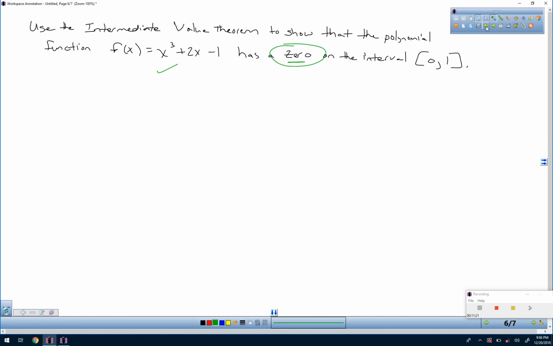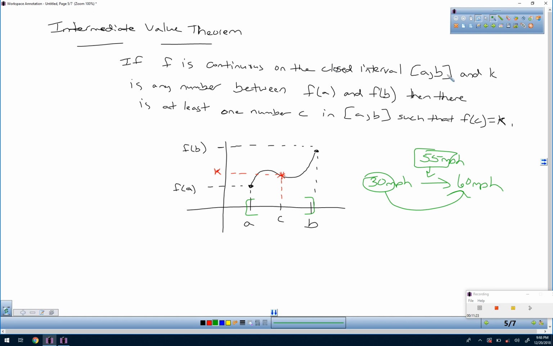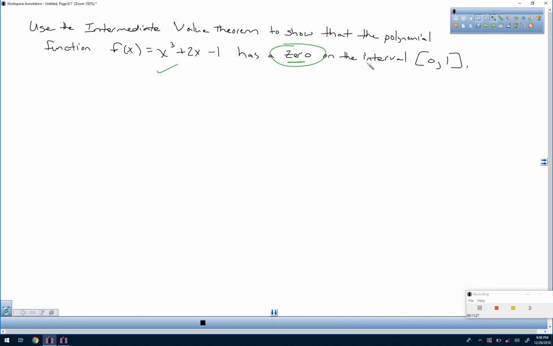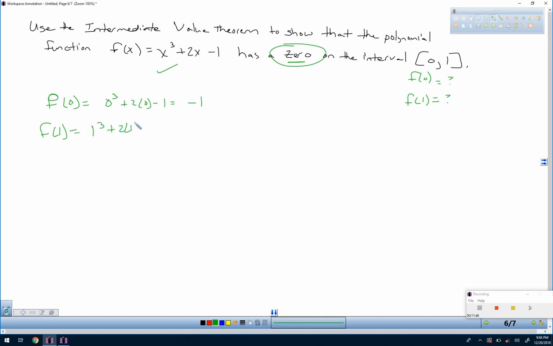So let me just go back to it. It's got to be continuous on the closed interval a to b, and k is any number between f of a and f of b. So we don't really know what f of 0 and f of 1 are. We can find those out by simply evaluating them. So f of 0 would be 0 cubed plus 2 times 0 minus 1, so that would end up being negative 1. And then f of 1 would be 1 cubed plus 2 times 1 minus 1, so that would be 1 plus 2 is 3 minus 1, that would be 2.